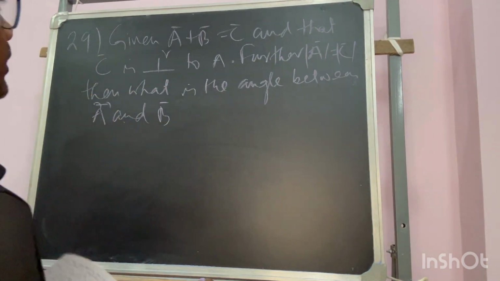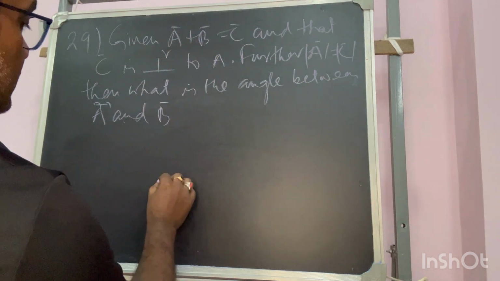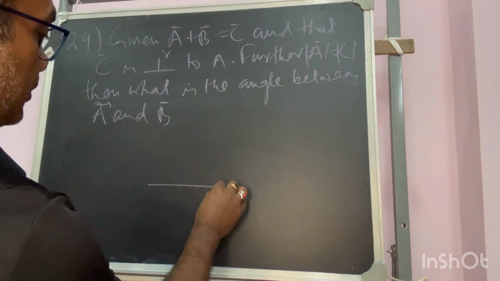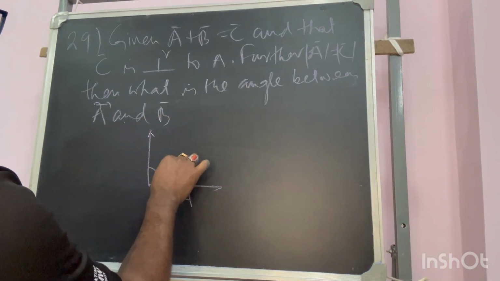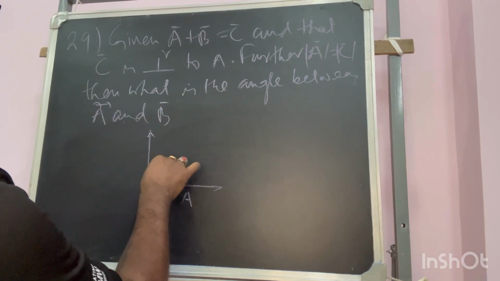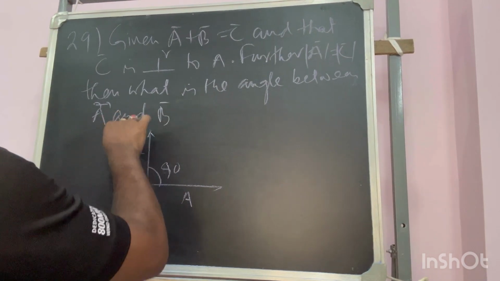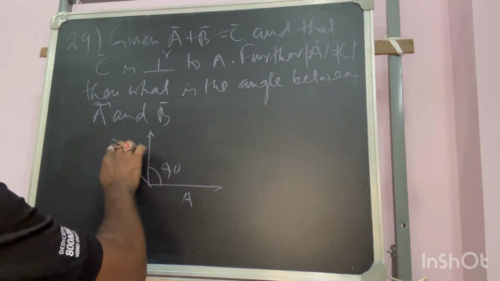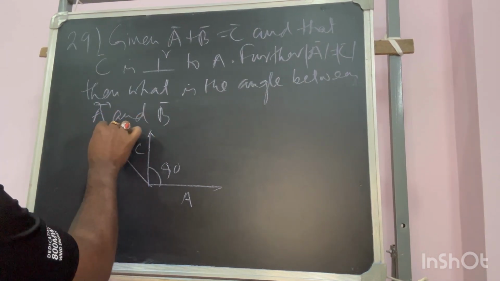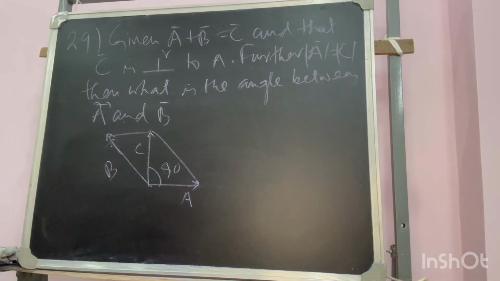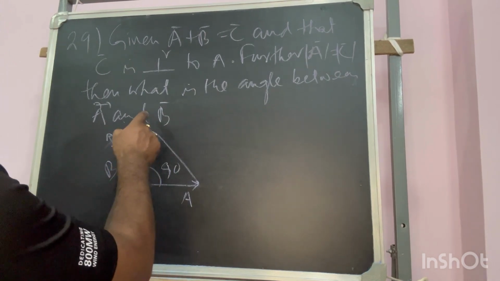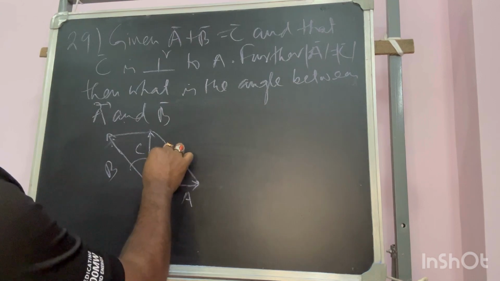So let me try to draw the thing. A plus B is equal to C, that means A may be, I suppose this one, and C is the resultant. C is making 90 degree with A, this is C, and B will be somewhere here, B. So ultimately I will complete the parallelogram. So this will be something like that. Further, A is equal to C. A and C are magnitudes. Then what is the angle between A and B? So you have to find theta.